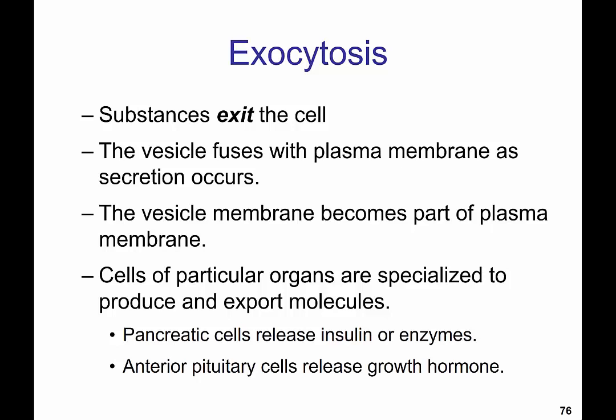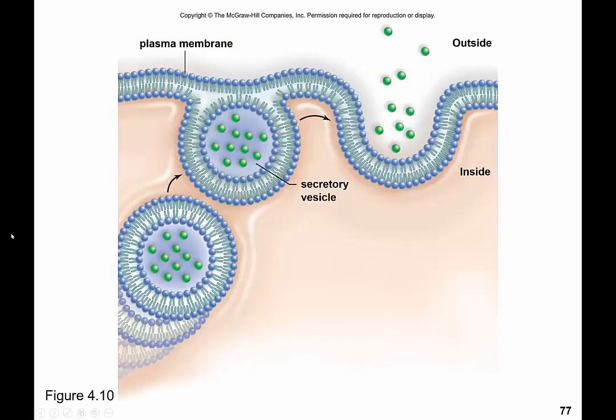Cells of particular organs are specialized to produce and export molecules. For example, our pancreatic cells release insulin or enzymes. The anterior pituitary cells release growth hormone. So if we're envisioning exocytosis, we have this phospholipid bilayer of a secretory vesicle, little membranous sac. Here it fuses with the plasma membrane, becomes a part of it, and that substance can then be released outside the cell. So exocytosis, exiting the cell.